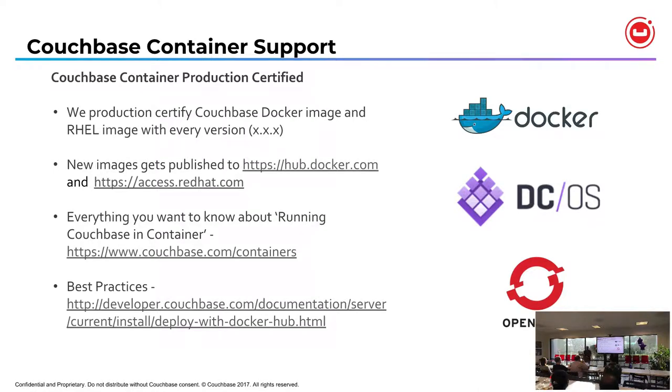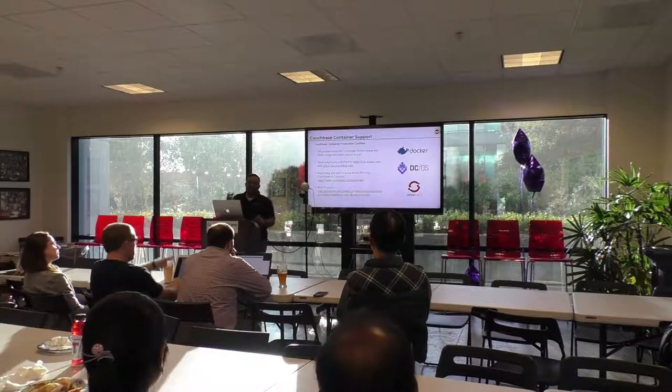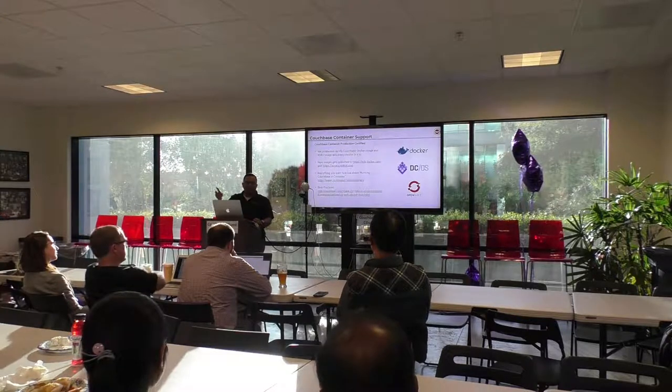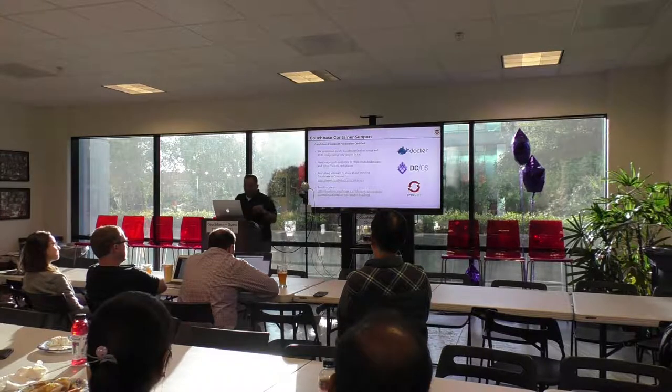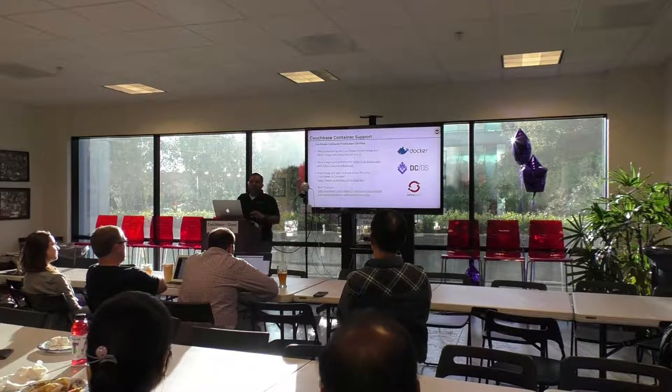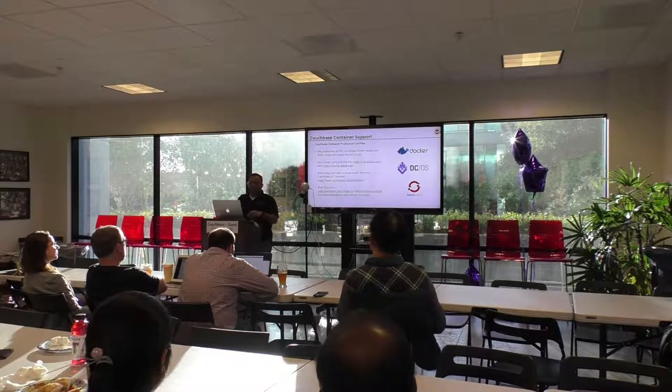For every major, minor, and maintenance release, you'll see the Couchbase images on Docker Hub, which are Ubuntu-based. We have also been publishing to the Red Hat catalog, access.redhat.com, which has the RHEL-based container image. We also have a page on our website, couchbase.com/containers, where you'll see many blogs and videos we have published on how to run Couchbase on containers, what the best practices are, and how to monitor it. There is also a best practices guide which talks about how to run Couchbase on containers.